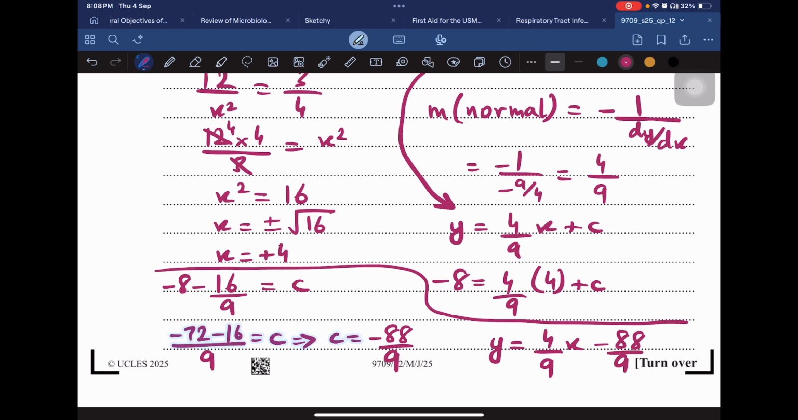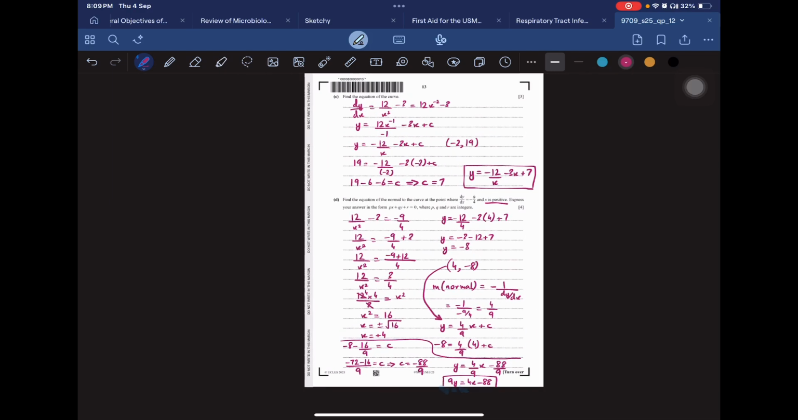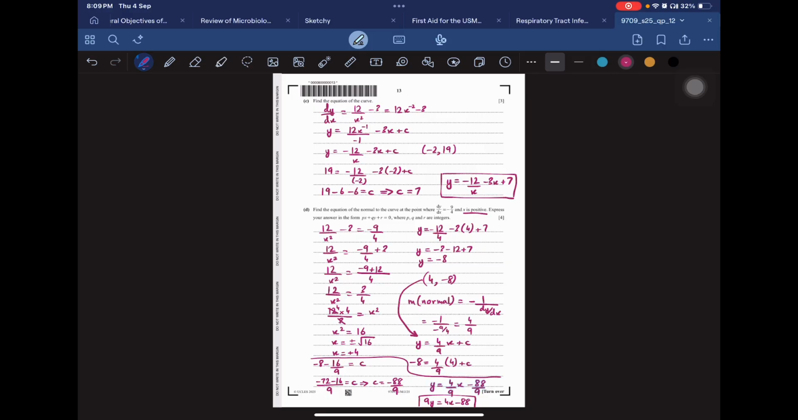I can take 1 over 9 common, shift it to the left side. This will become 9y equals 4x minus 88. Sorry for the lack of space, but I hope this makes sense.